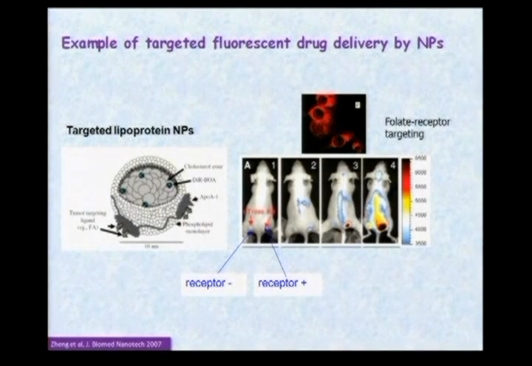This is actually from our own lab, where we made lipoprotein nanoparticles. And you can target those, for example, by antibodies or by peptides, whatever. And this just illustrates that these genuinely do have targeting capability. So this mouse had two tumors. One of the tumors was missing the particular antibody receptor, and the other one expressed that antibody receptor.